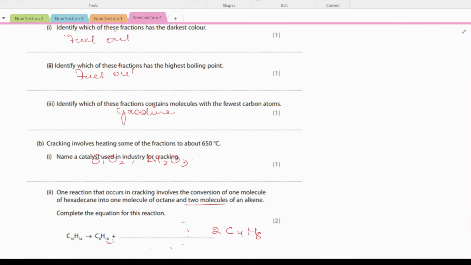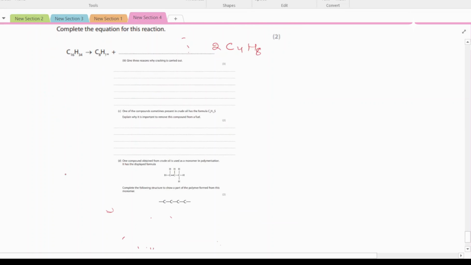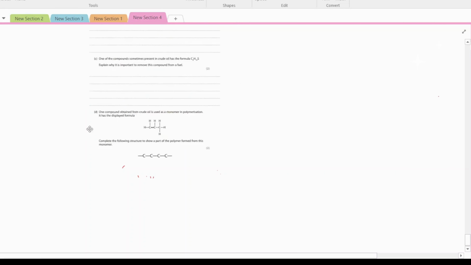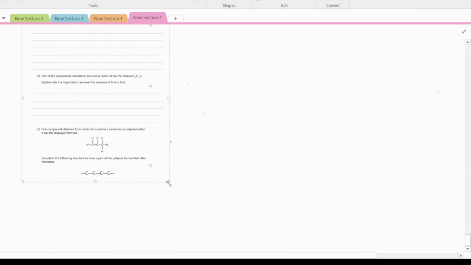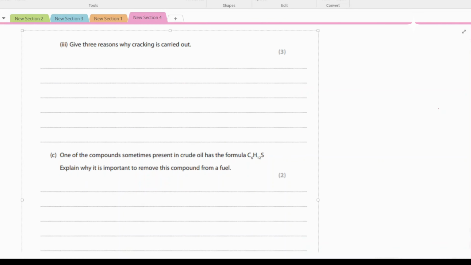The next part of this question is: give three reasons why cracking is done. Let me copy first. What is the purpose of cracking? Sometimes we add anti-knocking agents as well to improve the quality. That is another general knowledge question. It's not related to you. We are not going to discuss polymerization for now. Okay, why is cracking done?